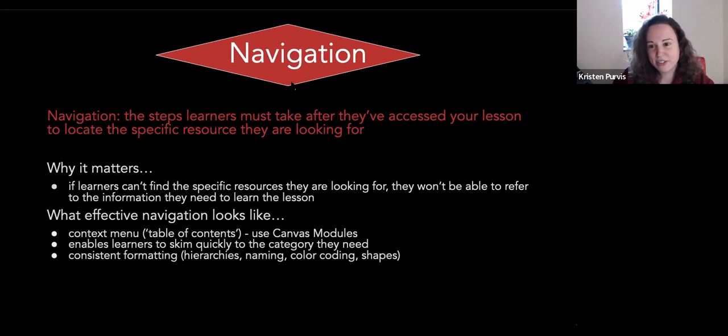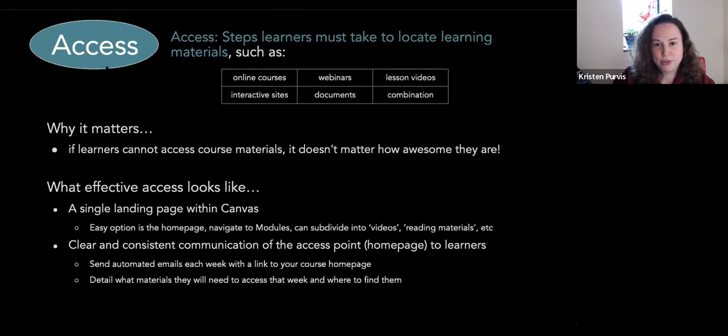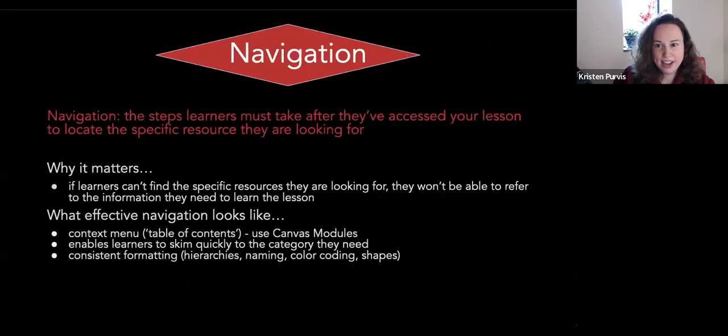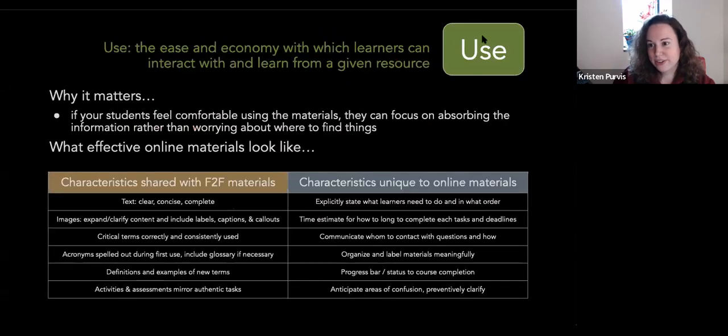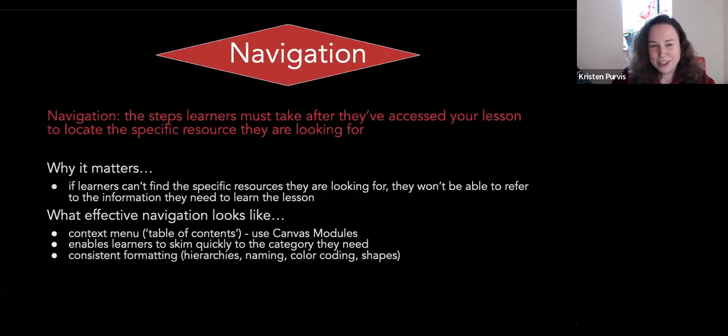So for navigation, I've constantly been using this diamond shape and red to indicate navigation, and I've consistently been using an oval and blue for access, and then a green rectangle for use. So yes, I love using those visual cues to help with the consistency. And you can do that with the icons in Canvas.